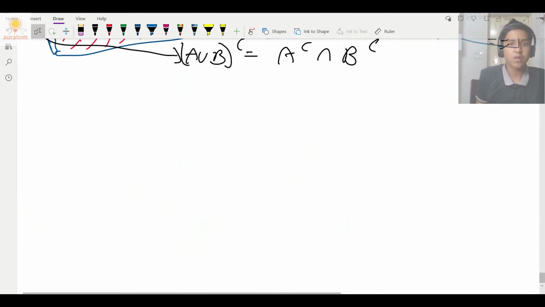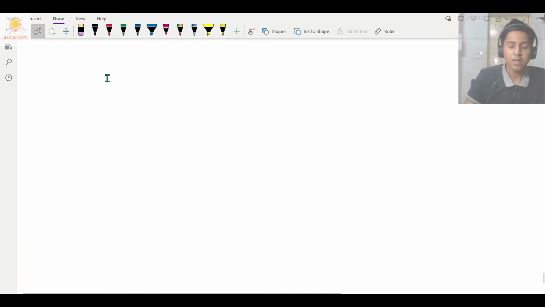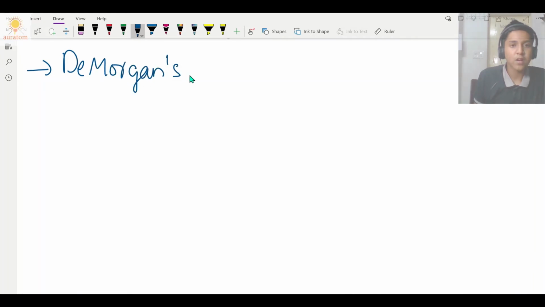And now let's move on to De Morgan's second law. Now we move on to De Morgan's second law.